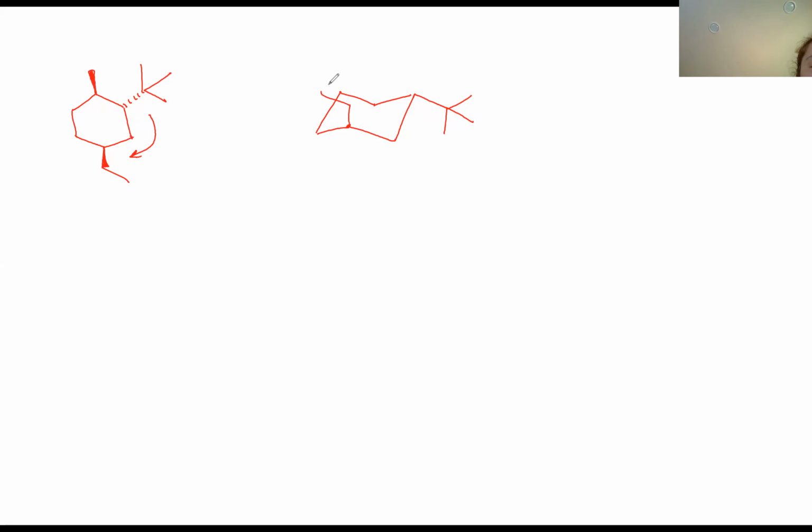Okay, and then going counterclockwise to the methyl group, that puts us on this carbon. We want to put it up. Is that going to be axial or equatorial? Axial. It's actually equatorial here. So remember on your chairs, the axial position actually tends to go in the direction that the chair seems to be pointing.